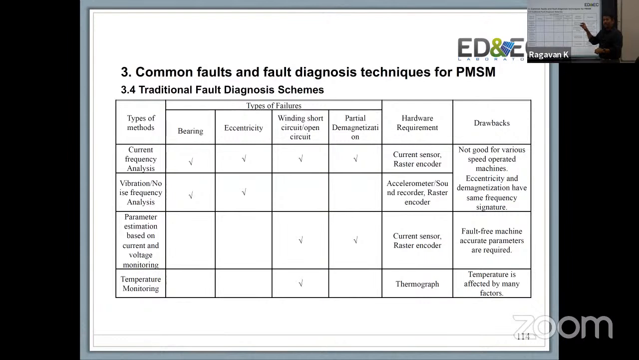But the challenge is when you're talking about something like this, there's always an associated hardware requirement. For current frequency analysis, you need to make sure you have a current sensor and an encoder. For vibration, you have to have an accelerometer, or you have to have a sound recorder and an encoder. For parameter estimation, you have a current sensor, and for temperature monitoring, you have a thermograph, which could be any temperature monitoring device. You could have a thermistor built in. But the challenge is that they are not always applicable for everything that you're trying to do.